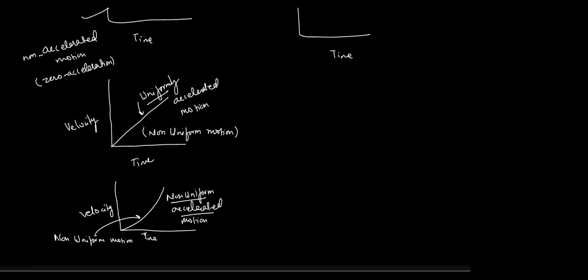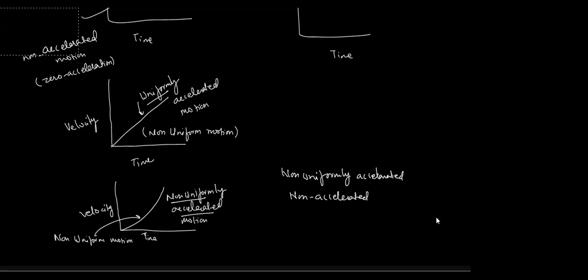And if I'm saying it is non-uniformly accelerated, what do these two terms mean? Let's understand these two terms: non-uniformly accelerated and non-accelerated. Can anybody help me to explain these two terms? Can you please help? Can anybody explain to me?